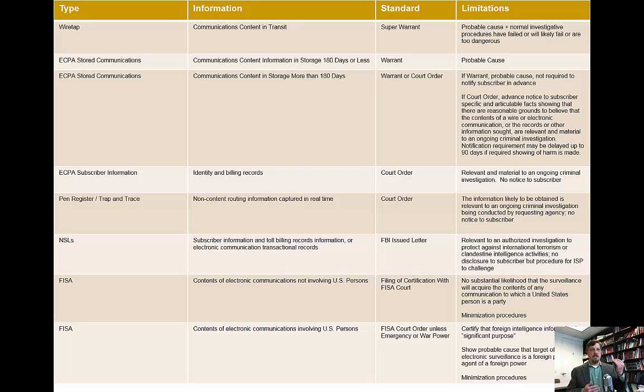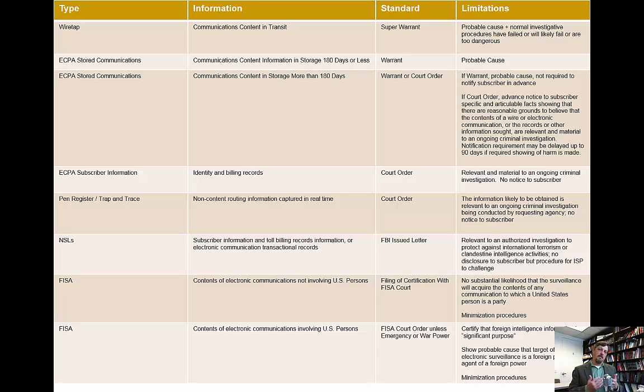So if you notice here, if the information is in storage 180 days or less, the government is required to get a warrant showing probable cause. If the information is in storage longer, more than 180 days, the government is required either to obtain a warrant showing probable cause or a court order with advance notice to the subscriber, in other words, to the person whose information it is, showing why the information supposedly is required.